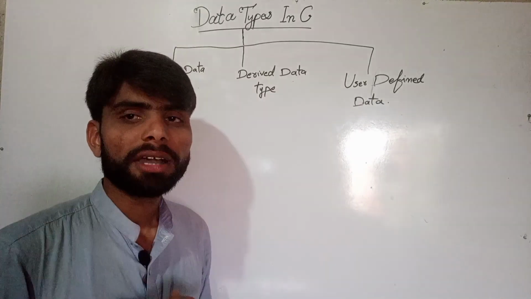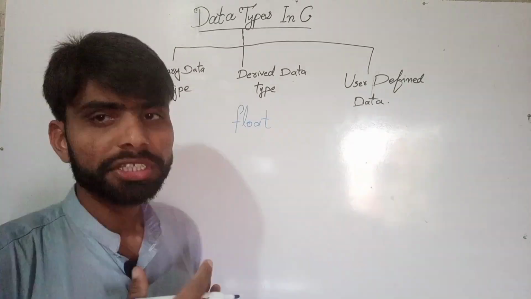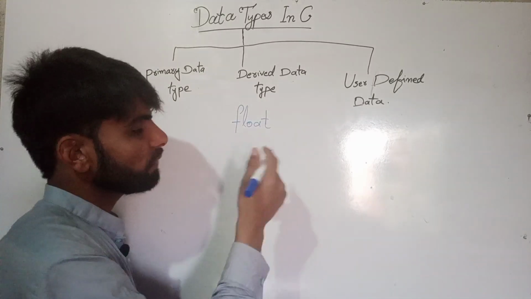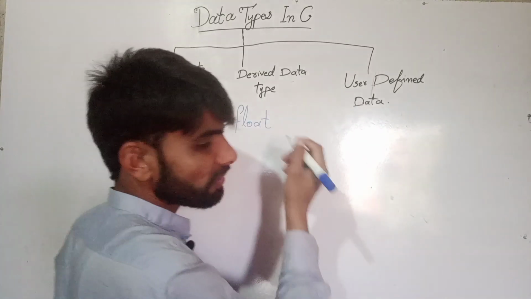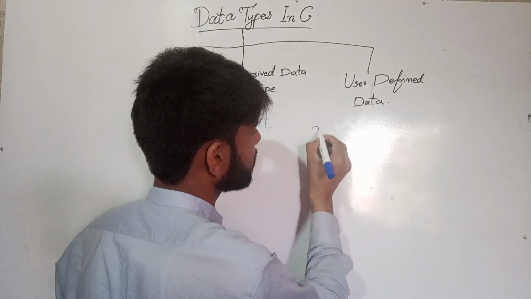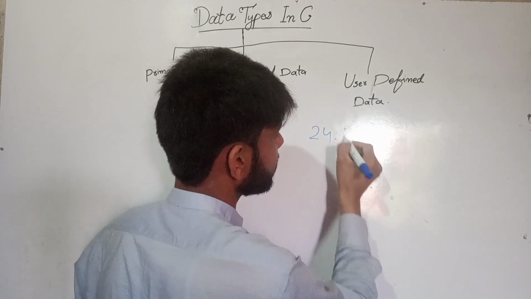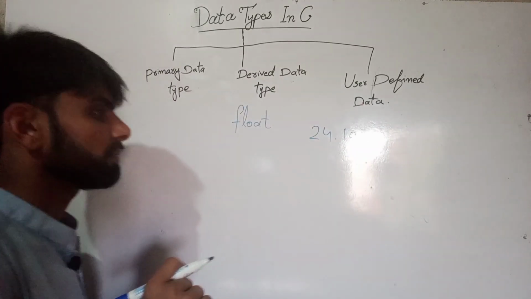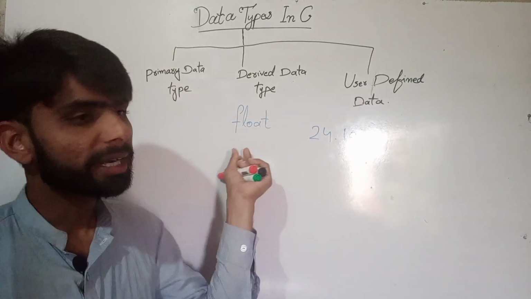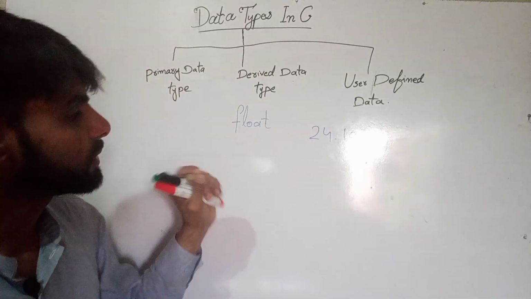Next we will talk about the float data type. What is the float data type? In integer we store only whole numbers, but if we want to store numbers with a decimal point, for example 24.10, these are decimal data types. So float data types hold decimal values.